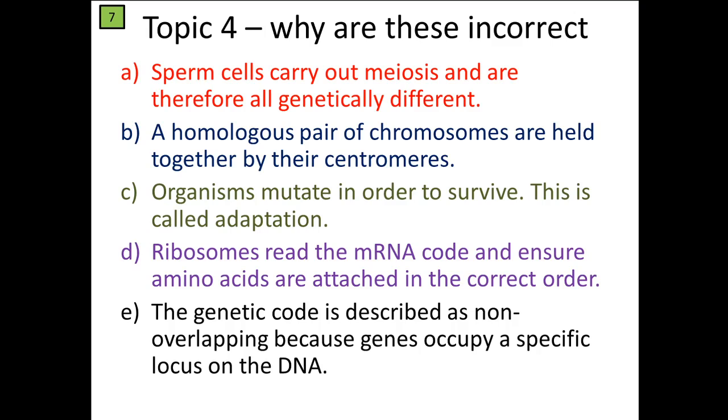Topic 4, why are these incorrect? Sperm cells carry out meiosis and are therefore all genetically different. Yeah, sperm cells are the product of meiosis. So A is wrong for that. A homologous pair of chromosomes are held together by their centromeres. No, they are not. Homologous chromosomes are never joined together by centromeres. They are separate chromosomes, aren't they? One inherited from each parent.